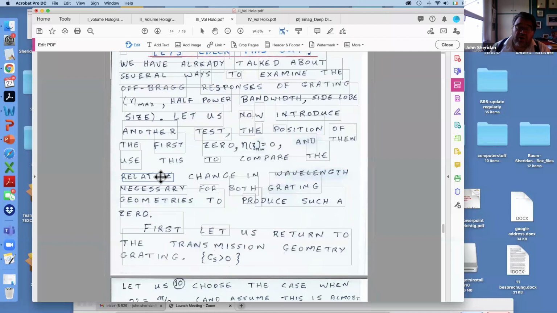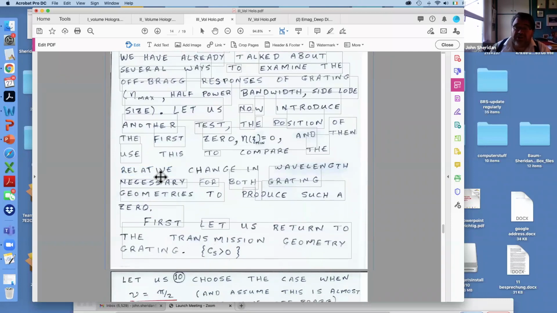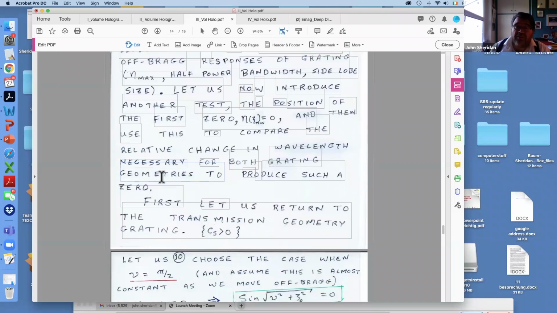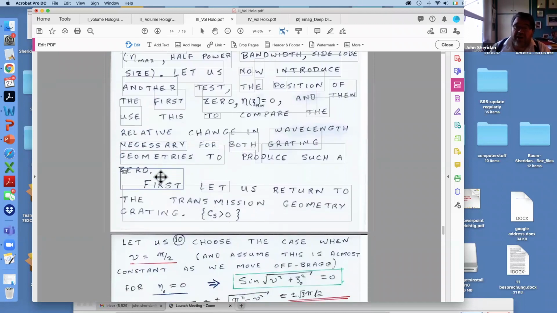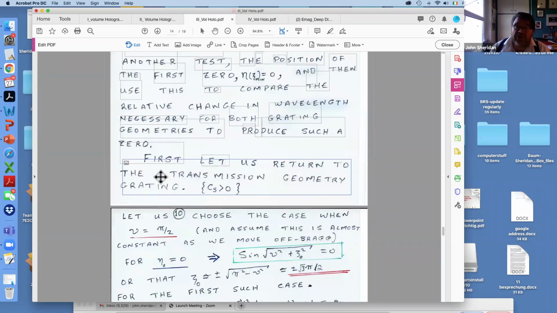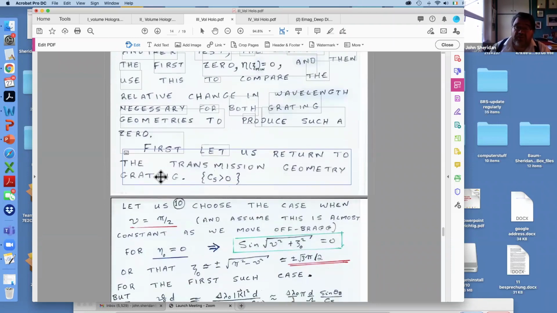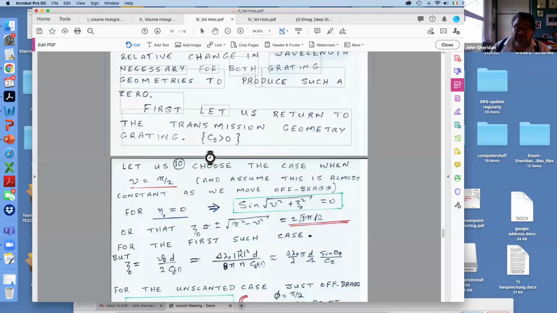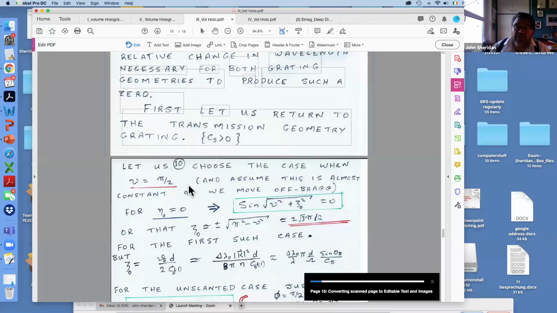Okay, so we talked about the half power. We can also look at the position of the first zero. And again, we can use this to characterize how we can store separate different gratings. And then use this to compare the relative change in wavelength necessary for both grating geometries to produce such a zero. So first, let us return to the transmission geometry grating. CS is positive. We've got two beams coming in from the same side, and our diffraction order is on the opposite side to the input beam.